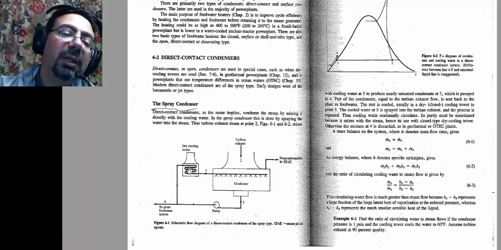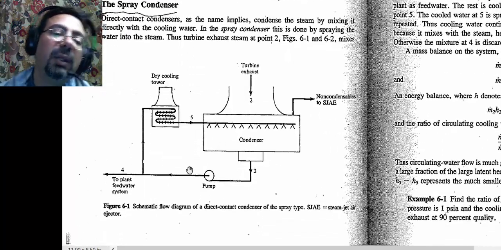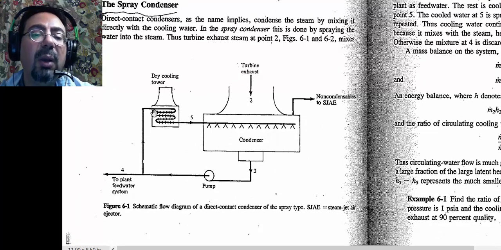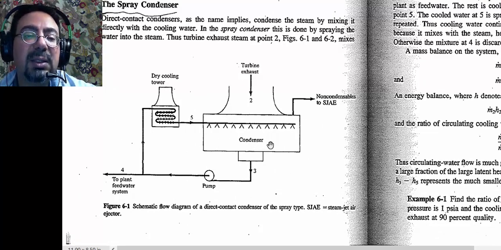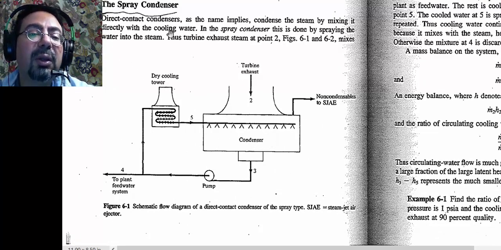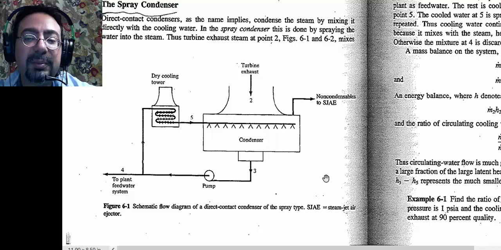So here, sorry, this is the dry cooling tower, but this condenser is a wet condenser, a direct contact condenser. We talked about this in the geothermal lecture, right? We have seen this.